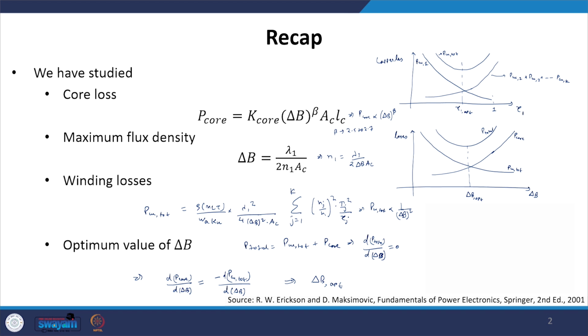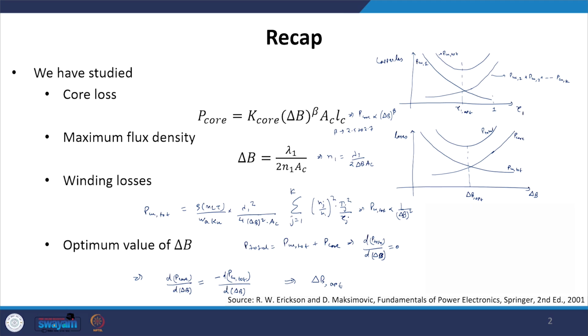Similarly, at the same time, since our gamma 1 is increasing going towards 1, which means it is going towards the entire window area, that indicates that the area allotted to winding 2 to winding k is very less. That is when, to obtain the required number of turns, the copper conductor has to be smaller in size, which will increase the copper losses in the other windings.